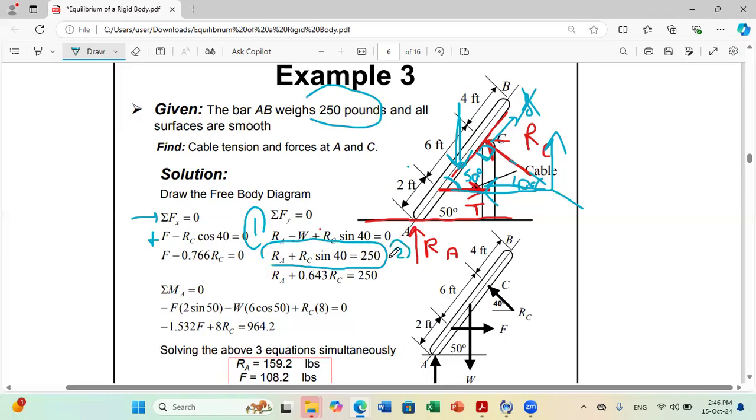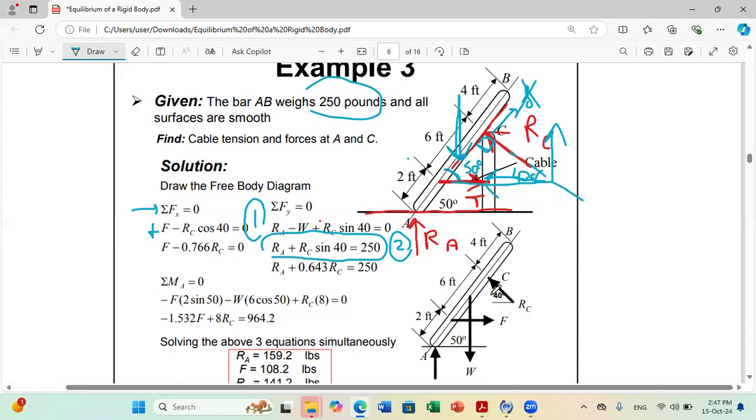You have three unknowns, so you still need one additional equation. Here you have the freedom to select sum of moments about any point you want, A, B, C. There is no preference, because we'll always have two unknowns. If I do sum of moments about A, I need to consider the moments of F and of RC. If I consider moments about point C, I will need to account for the moments of F and RA. So there is no equation that will give me directly one force. I need to select any point.